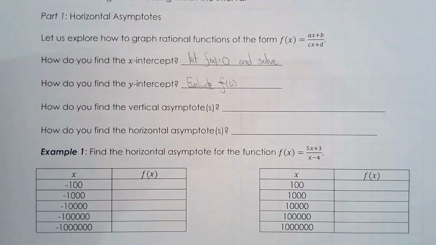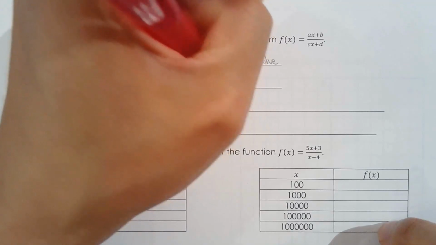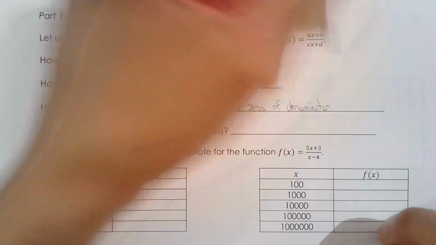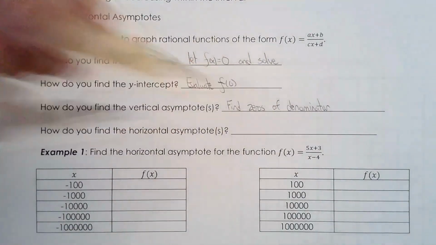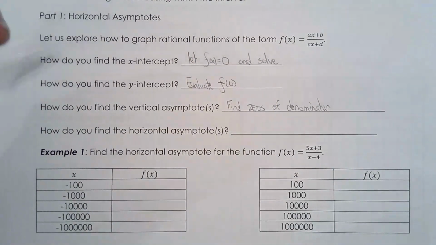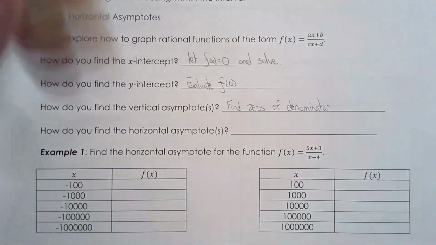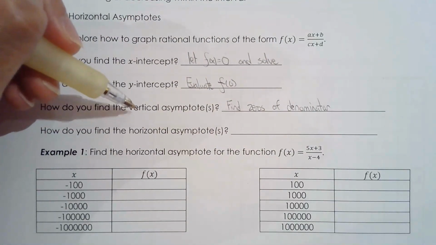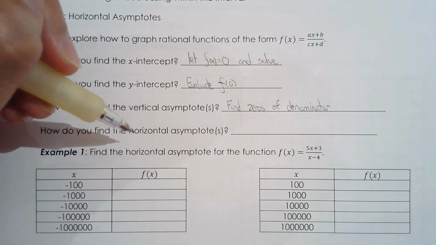How do you find vertical asymptotes? Find the zeros of the denominator, and the real zeros of the denominator will correspond to the vertical asymptotes. How do you find the horizontal asymptote? I'm going to leave this blank because we are going to answer that question in a few minutes, but that's what we're tackling. We have strategies to find the x-intercept, the y-intercept, and the vertical asymptote, but we have yet to really discuss a strategy for horizontal asymptotes.